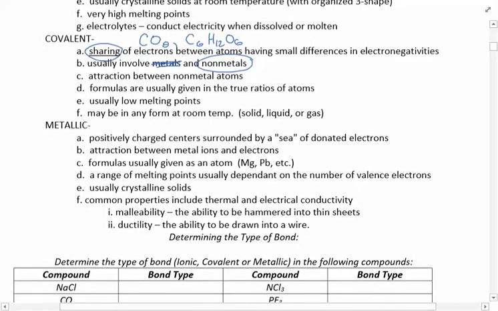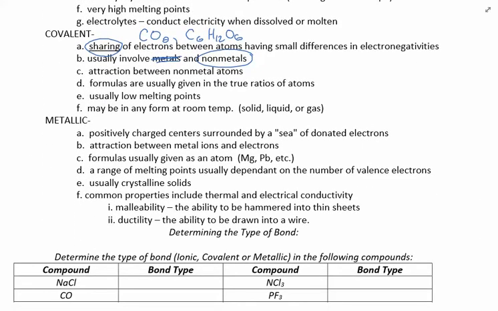Metallic is the one we don't spend that much time on. They're positively charged centers surrounded by a sea of donated electrons. So what ends up happening is the metallic ions form positive cations, and the extra electrons are kind of going in between them. So a metallic bond, usually you have just one type of atom. They have a range of melting points, and it's very dependent upon the number of valence electrons. Common properties include electrical and thermal conductivity. They're very malleable and ductile.